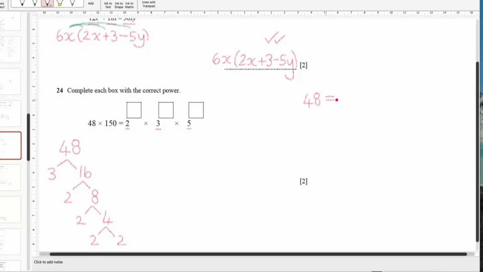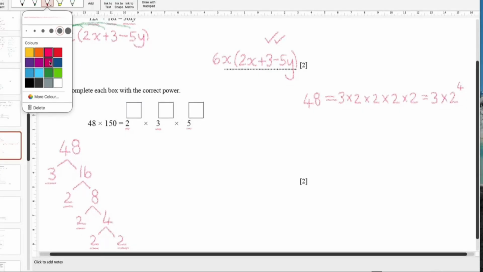So 48, I'm going to write it over here. 48 is equal to 3 times 2 times 2 times 2 times 2. And we can write it in short as well. So it will be 3 times 2 to the power of 4 because we have 4 2's.